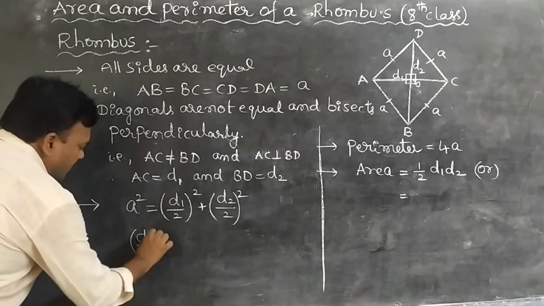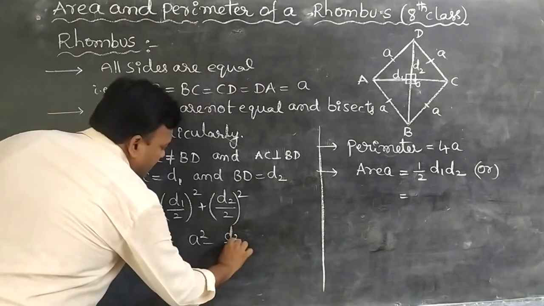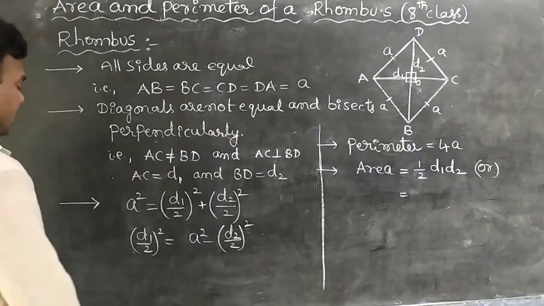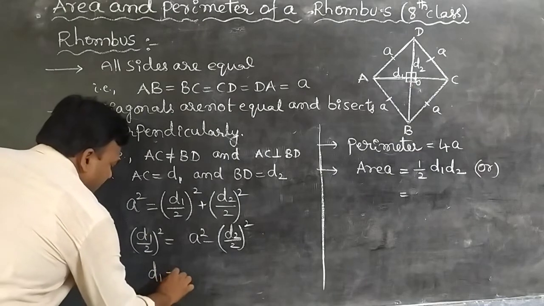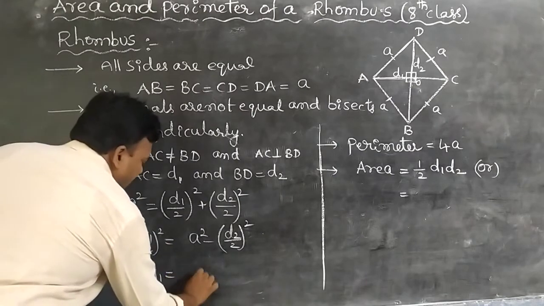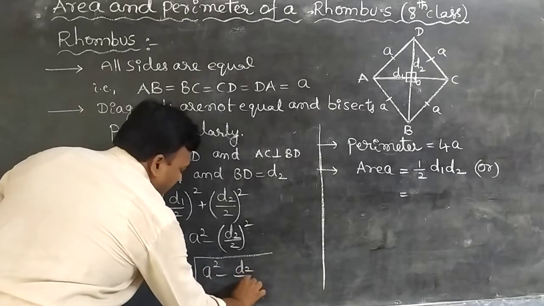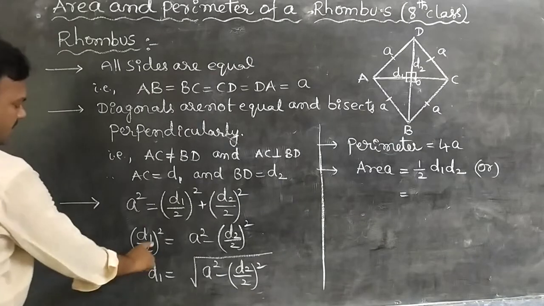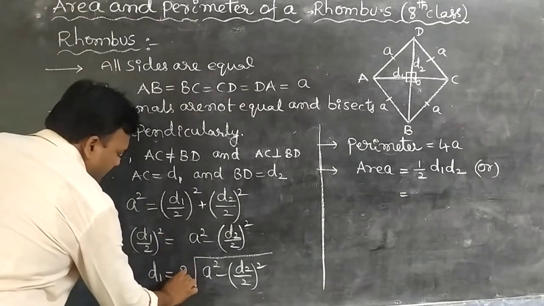(D1 by 2) whole square equals A square minus (D2 by 2) whole square. Square transfers to the right side and becomes square root. Therefore, here D1 equals square root of A square minus (D2 by 2) whole square. After squaring, the 2 is there; the 2 transfers to the right side and becomes 2.